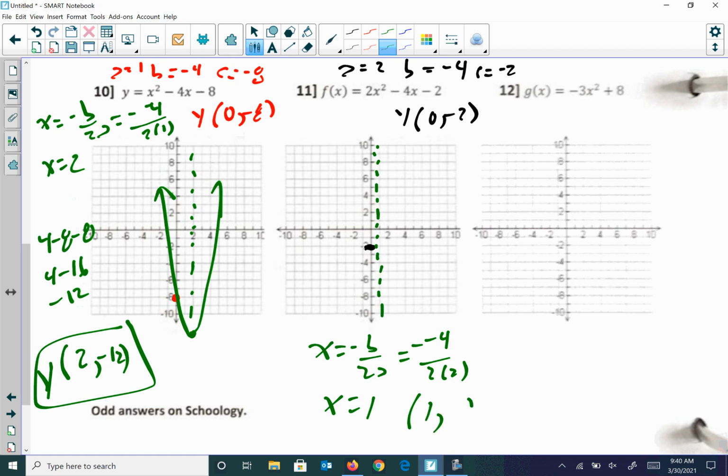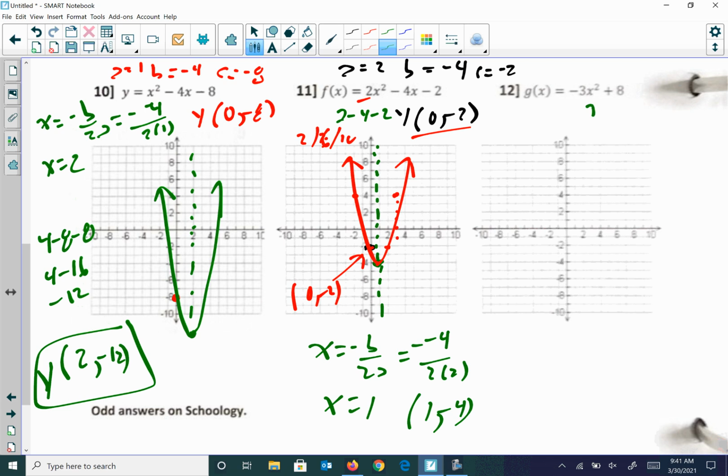And get my vertex, 1 comma something. So 2 times 1 squared is 2. 4 times 1 is negative 4 minus 2. So that's going to give me 1, negative 4, which is down here. The pattern graph is going to be at 2, 6, 10 because of that 2. So right one up 2, found that. Left one up 2, right one up 6. 3, 4, 5, 6. Left one up 6. So I do have my y-intercept, which we said, which is right there, 0, negative 2. I don't know my roots because my pattern graph didn't show it.